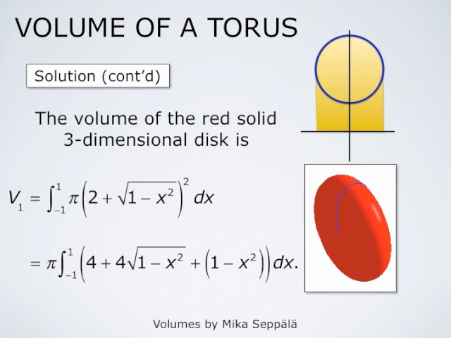x squared, that is 4 times square root 1 minus x squared, plus square root of 1 minus x squared, and that's squared. That yields simply 1 minus x squared. And then we integrate with respect to x, so we write dx in the end of the formula. So this is the volume of this solid red three-dimensional disk.